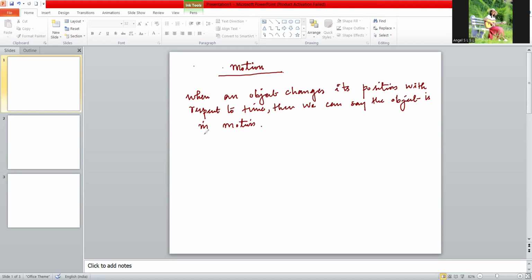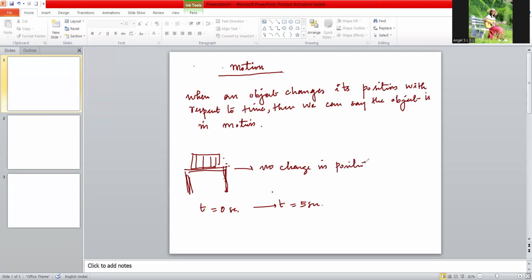For example, you can see one book. We can tell there is a book on a table, and this is the book here, and it is placed on a table. Okay, and we have time. T is equal to 0 seconds, and after 5 seconds, is there any change in the place of this book? No, right? No change in position. So we can conclude that the object, the book, is at rest.